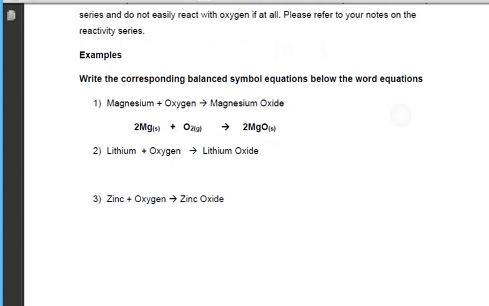Right, so let's see that we have magnesium plus oxygen to produce magnesium oxide. That is a simple equation.